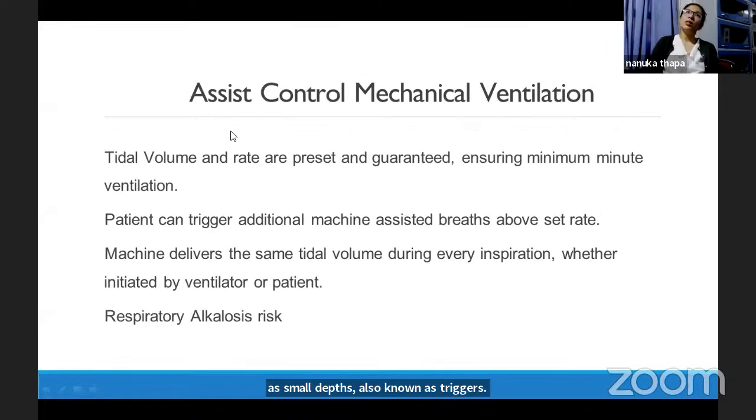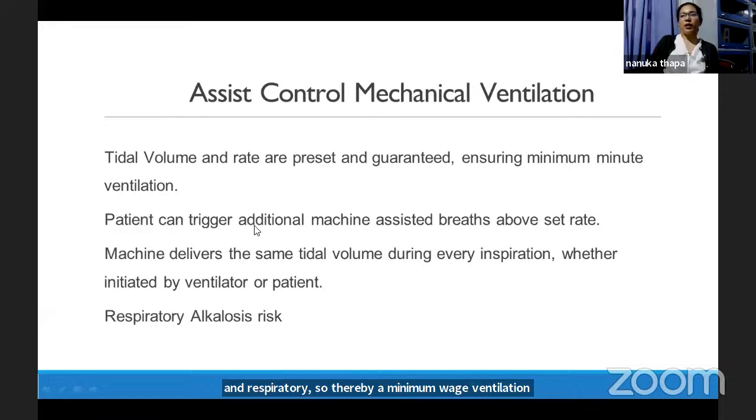The next mode is assist control mechanical ventilation. This is an old mode which is not conventionally used, even though ventilators do have it. What we have fixed over here is the tidal volume and respiratory rate. Thereby a minimum minute ventilation is guaranteed.